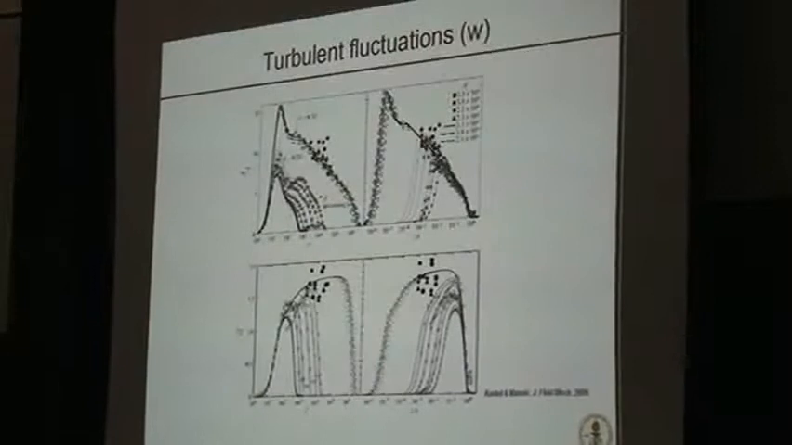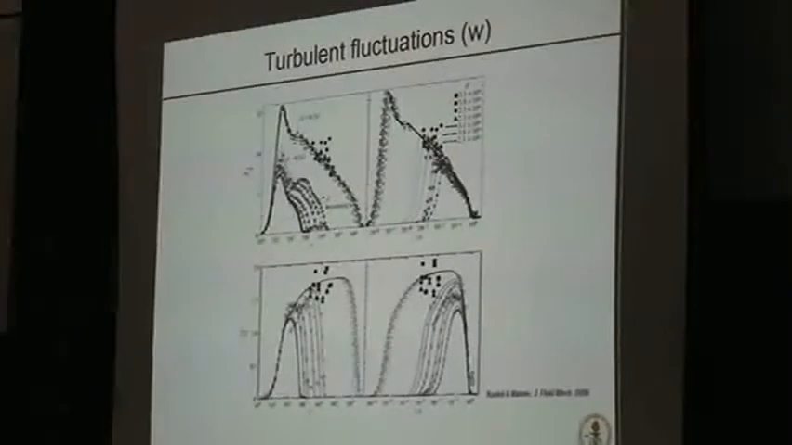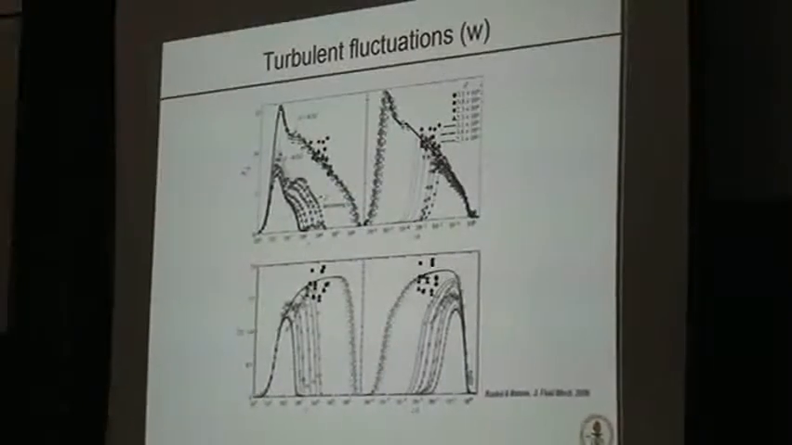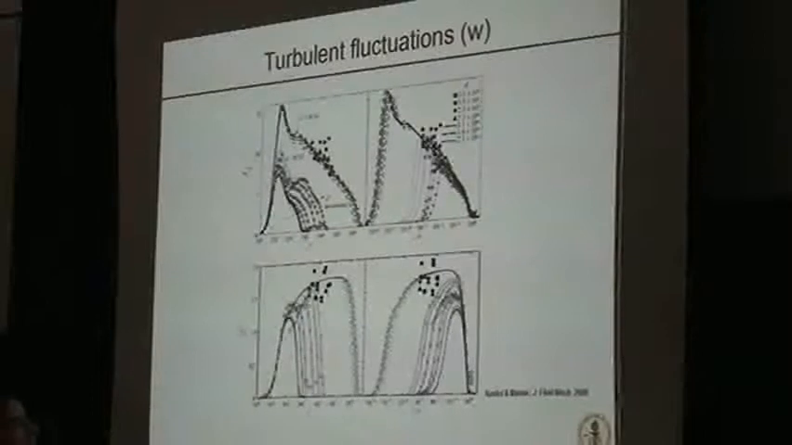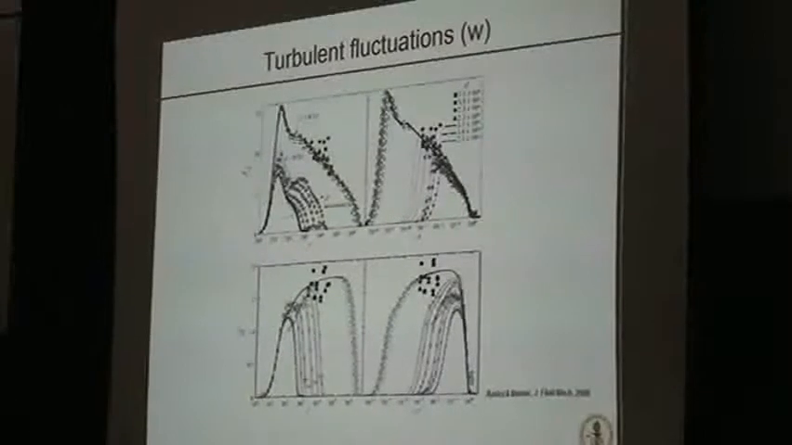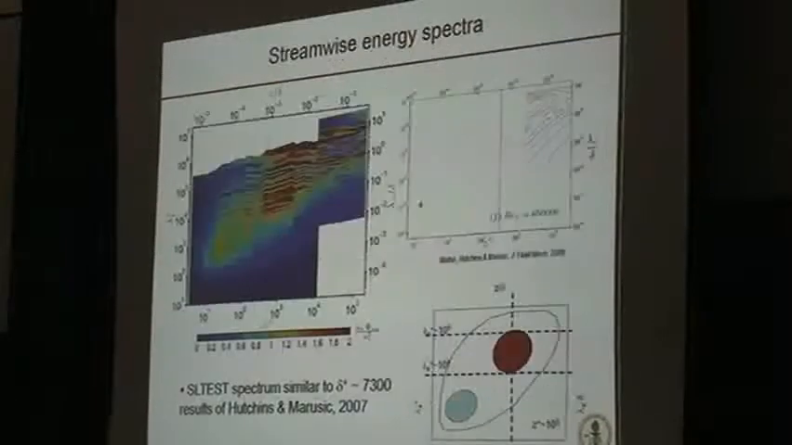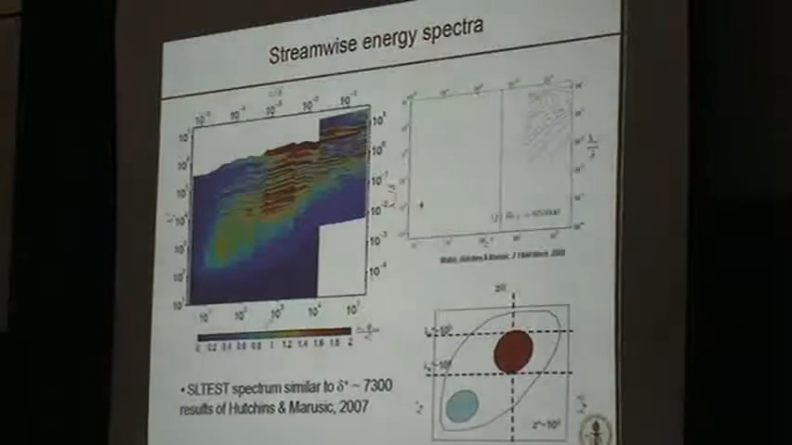More normal fluctuation, so this is streamwise from the top. Here's the more normal fluctuation. And again, even with the scatter, you can see a nice trend. So, streamwise spectrum.